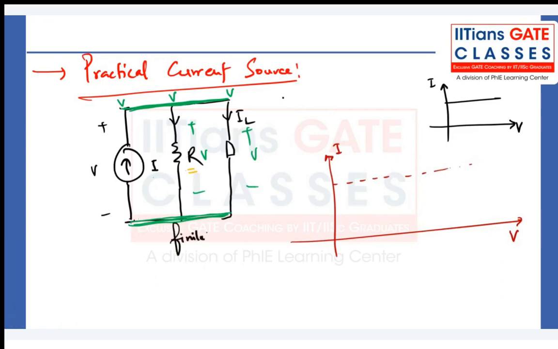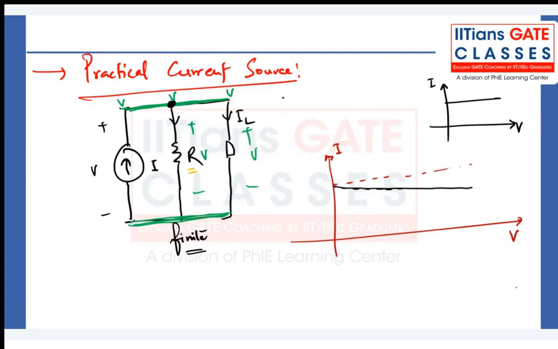Why is R finite? Because there is a slope which is finite. If the slope is finite, definitely you will get a finite resistance. So this is the ideal picture, but now the current will be decreasing here. So you can apply KCL at this point, because this is a node.